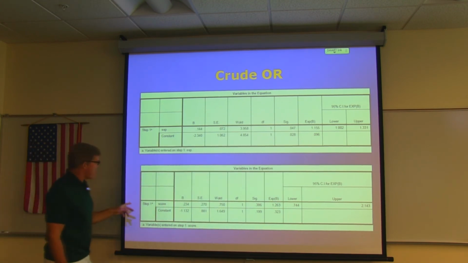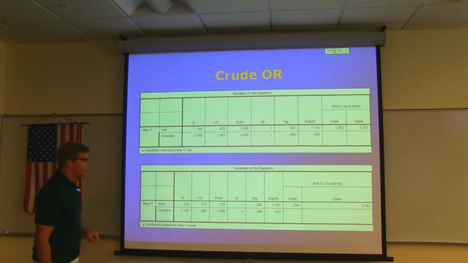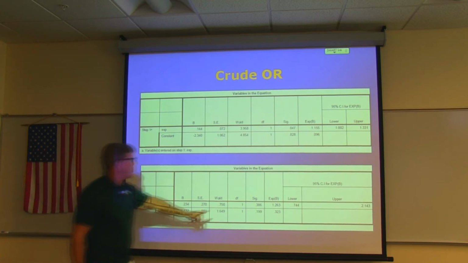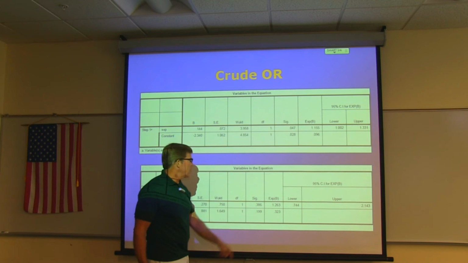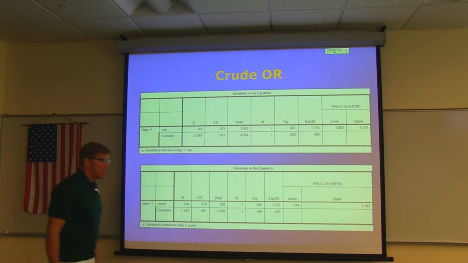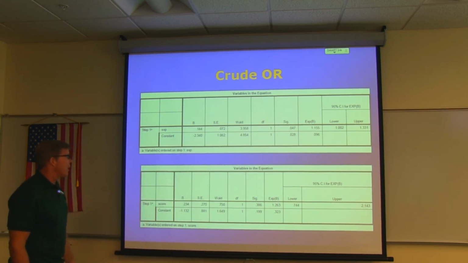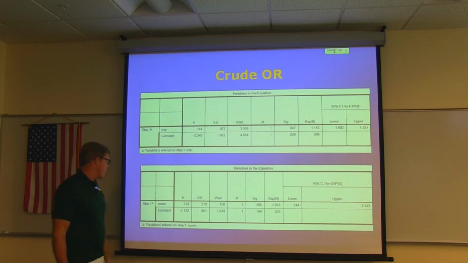For the IV score, we have a non-significant predictor. P is 0.386. P is actually greater than 0.05. And we conclude that we have a non-significant predictor. B is 0.234.